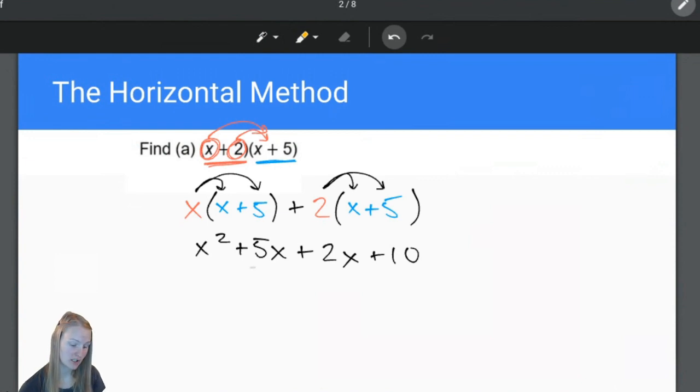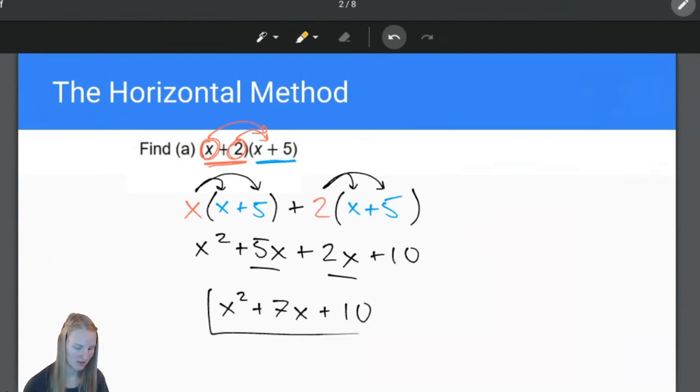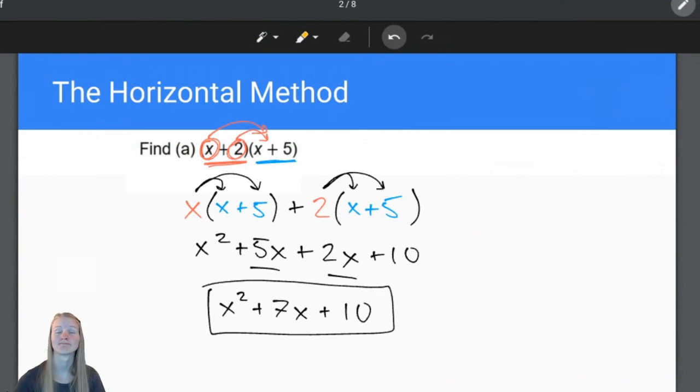Remember that we still need to combine our like terms. So 5 plus 2 is 7x. So we actually have x squared plus 7x plus 10. And that is your final answer. So that is the horizontal method. There is also a vertical method. If you're still like, this doesn't make any sense, that's okay. I'm going to show you another way too.